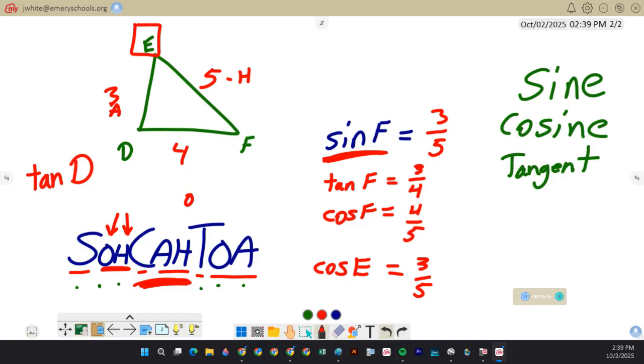So, how about the tangent of D? You can't do it. Why? Because you can't choose the right angle. Because O and H become the same side and there are 2 A's.